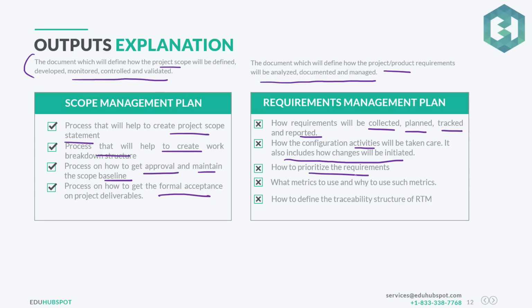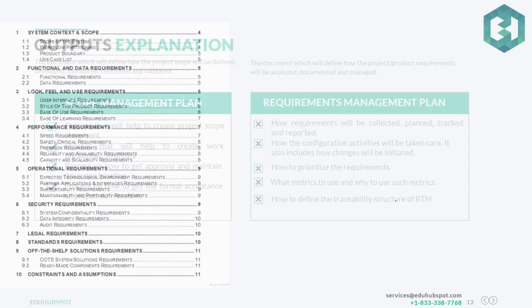Then how you will prioritize those requirements, which requirement is more important and which is less important, that will also be taken care of. Then what metrics to use and why to use such metrics, how you defined them, is also very important in the requirements section. And finally, how to define the traceability structure of your RTM, the requirements traceability matrix, and how you came up with this structure. All of those things would be part of your requirements management plan.